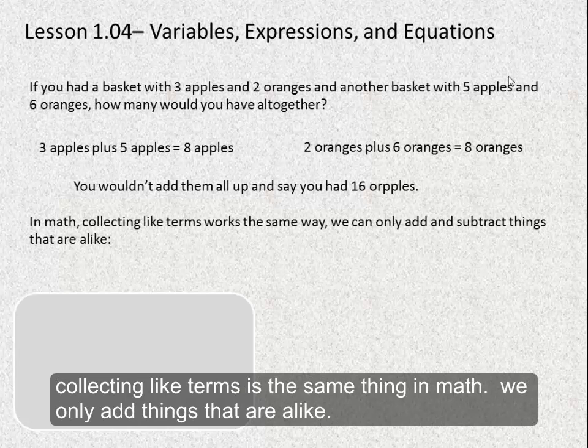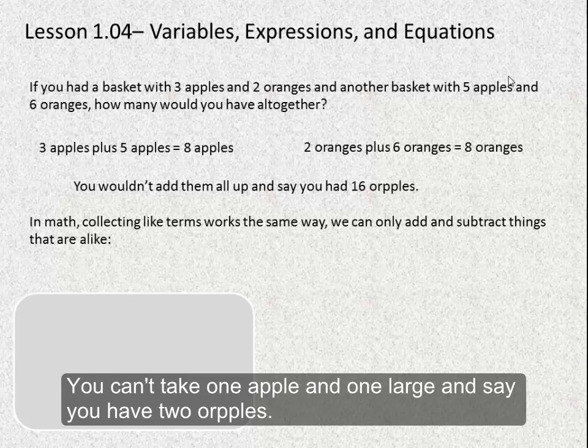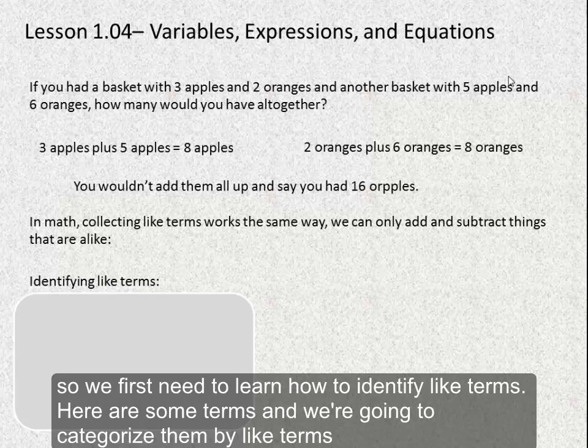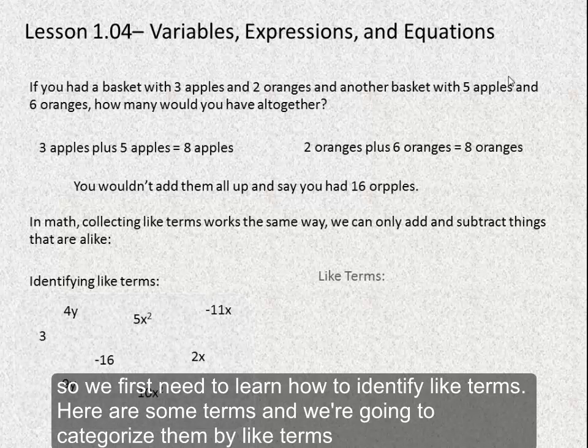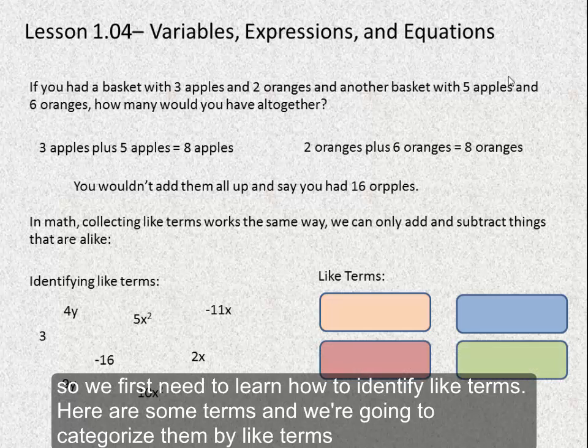Collecting like terms is the same thing in math. We only add things that are alike. You can't take 1 apple and 1 orange and say you have 2 orples. So we first need to learn how to identify like terms. Here are some terms, and we're going to categorize them by like terms.